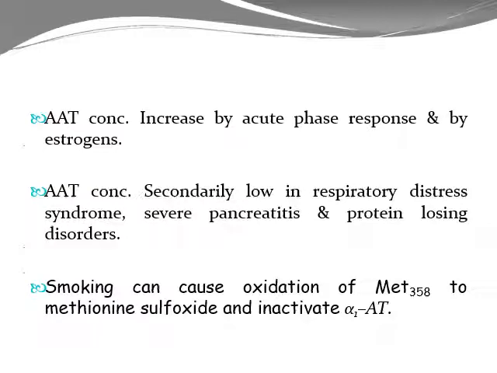Fourth, importantly, as you can see here, alpha 1 antitrypsin can increase in acute phase responses and by estrogens. For example, in conditions like infection, it can greatly increase in number. Secondarily, in respiratory distress, it can become low. In severe pancreatitis or in conditions where you are losing proteins, the concentration may decline. See here, smoking can cause oxidation of methionine 358 to methionine sulfoxide and thereby can inactivate this protein known as alpha 1 antitrypsin.